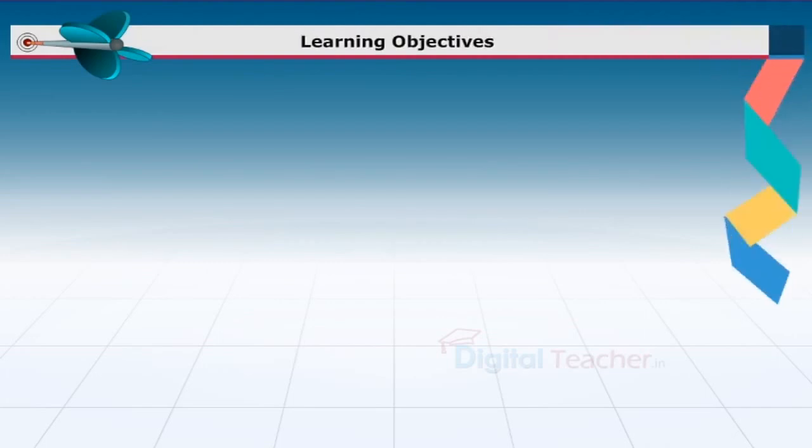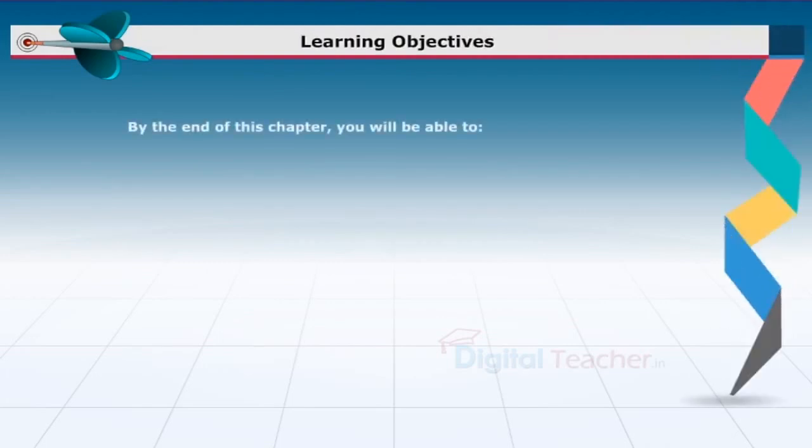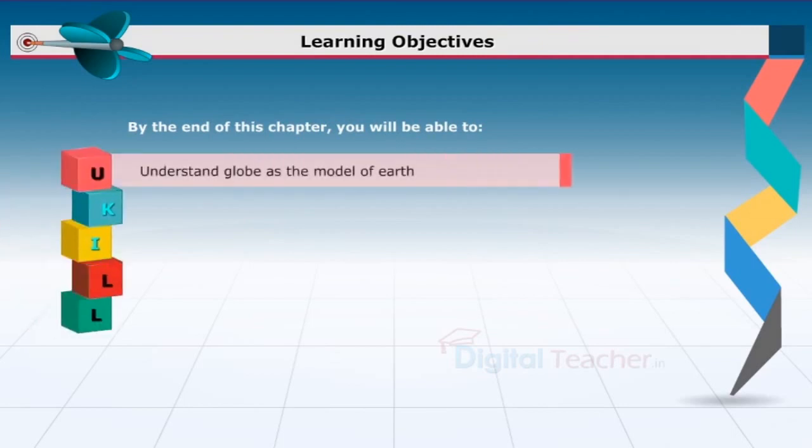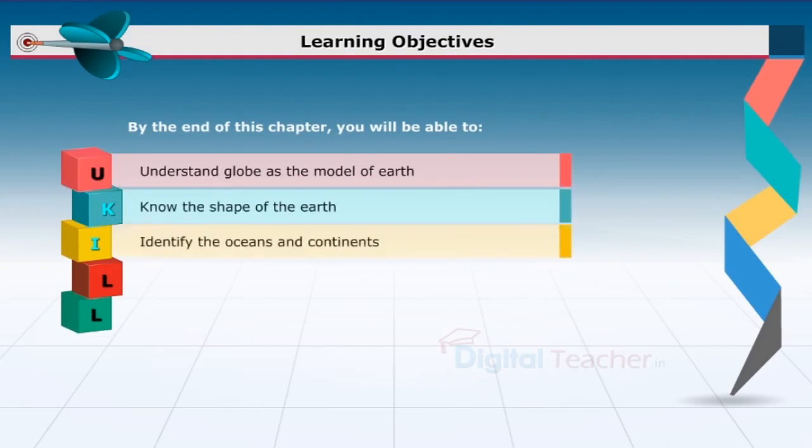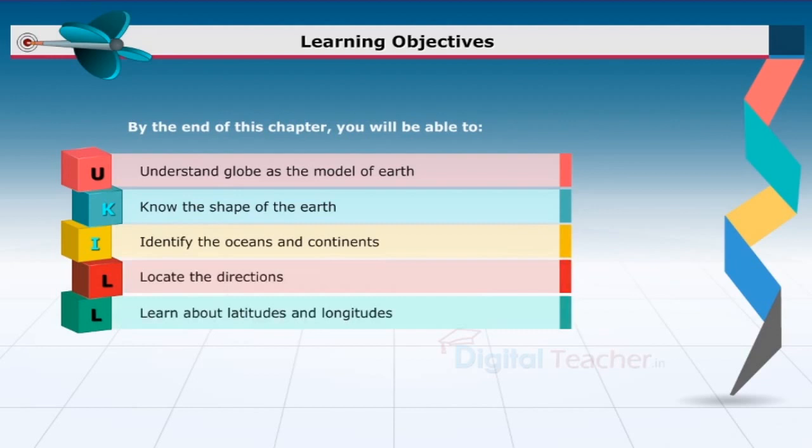Learning objectives. By the end of this chapter, you will be able to understand globe as the model of Earth, know the shape of the Earth, identify the oceans and continents, locate the directions, and learn about latitudes and longitudes.